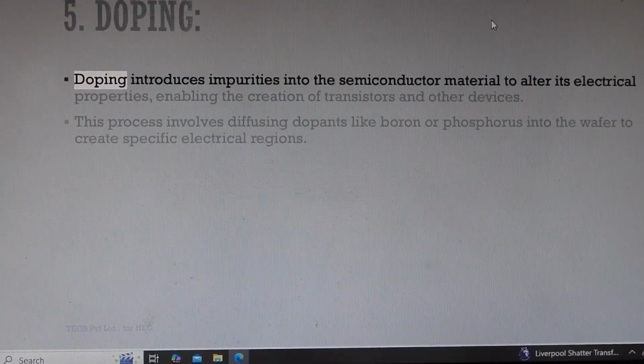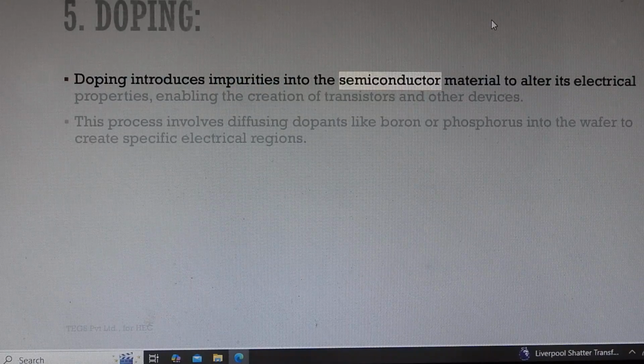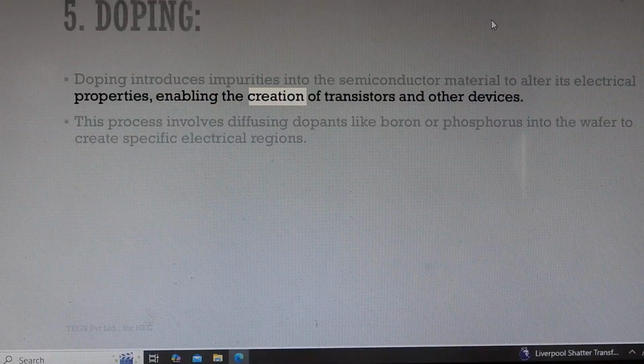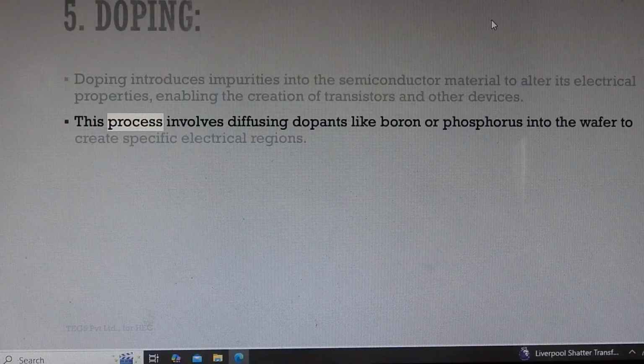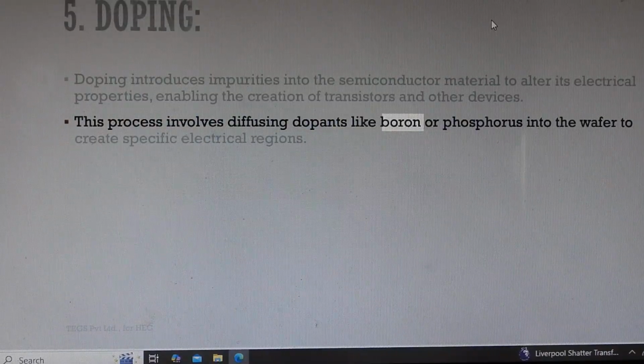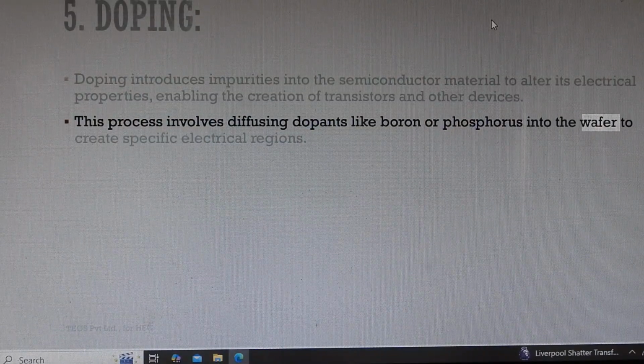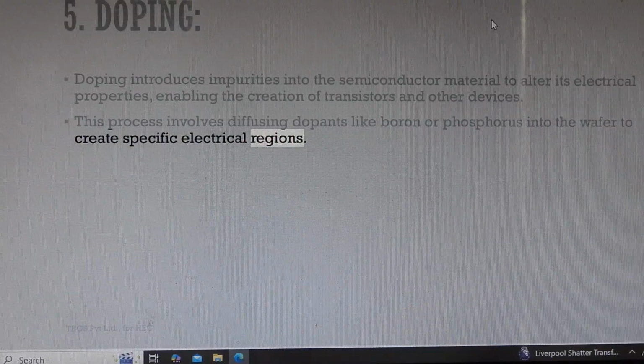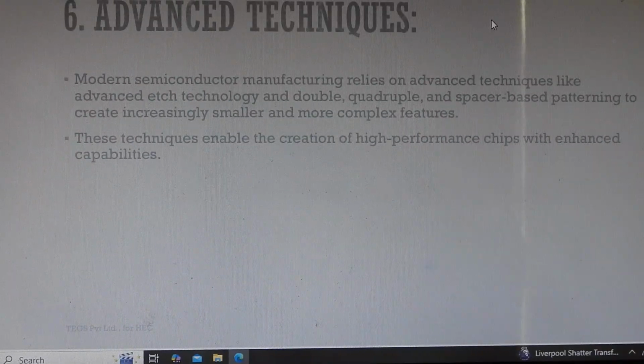Doping introduces impurities into the semiconductor material to alter its electrical properties, enabling the creation of transistors and other devices. This process involves diffusing dopants like boron or phosphorus into the wafer to create specific electrical regions. 6. Advanced techniques.